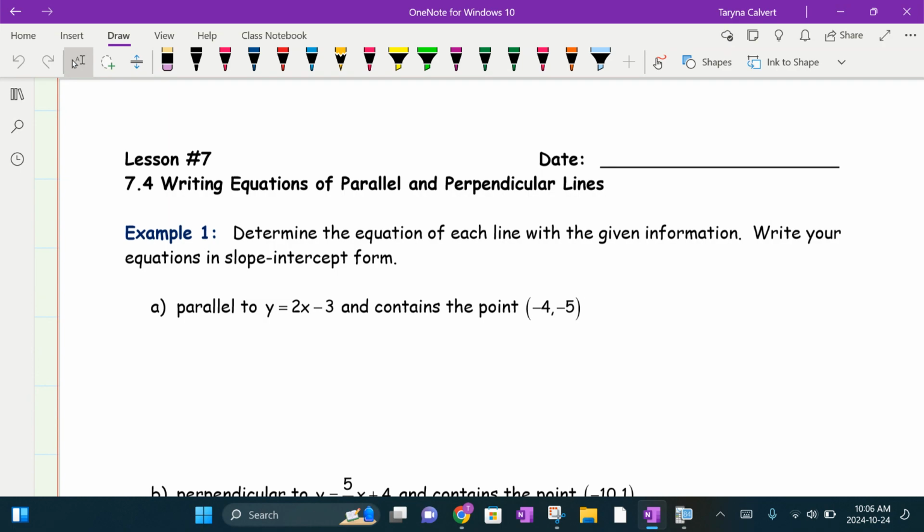Whoopsie, sorry. Turn the lights on, not off. There you go.